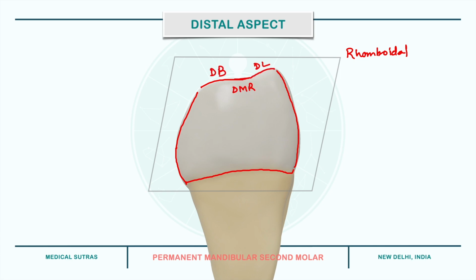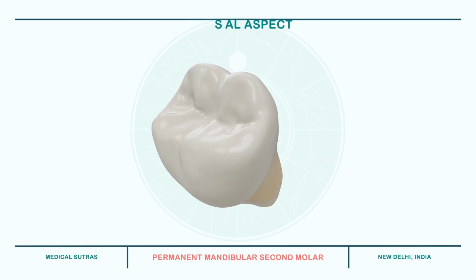An important point to note here is that the distal marginal ridge is present at a lower level than mesial marginal ridge. As a result, some of the occlusal surface may be seen from the distal aspect. Now coming to the occlusal aspect.